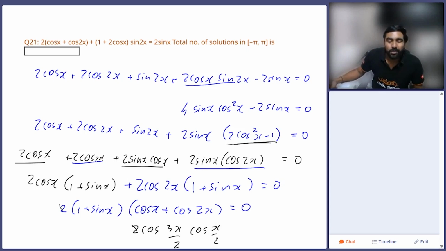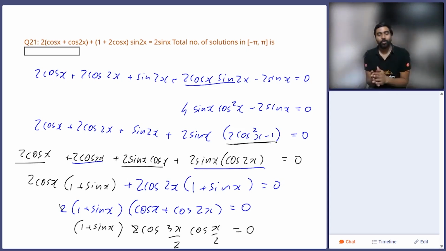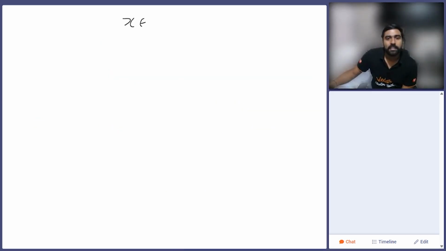2, I can just cancel it out. Anyways, we are talking about 0 into 1 plus sin x. Very good. Now finally we have got an expression. X belongs to minus pi to pi is given over here.